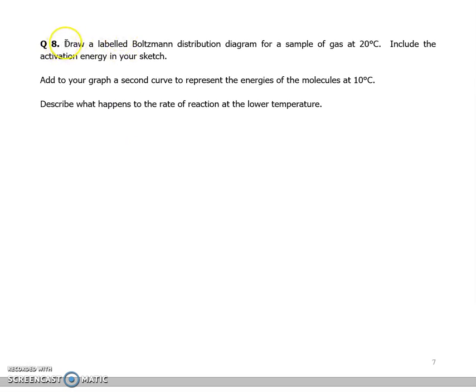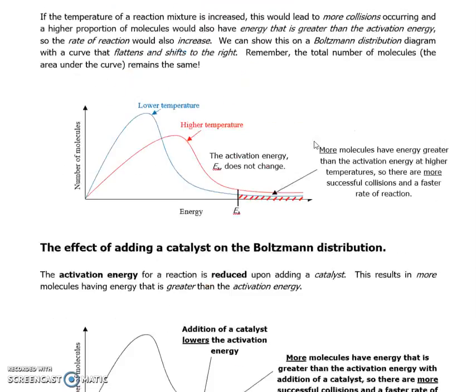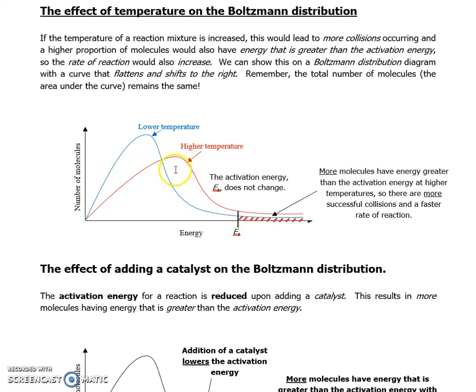For this one, again, draw a Boltzmann distribution and include a second curve for a reaction at a much lower temperature. Think about what could happen, because it's going to be the opposite effect of having a higher temperature. So having a lower temperature, our peak is going to be higher, and it's going to be shifted to the left hand side.